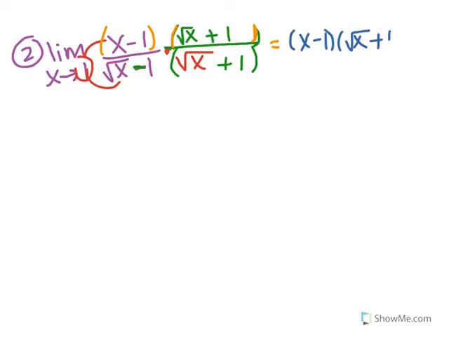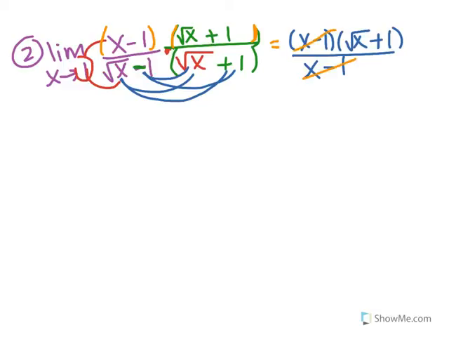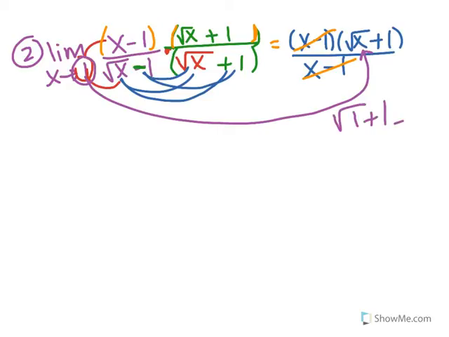Times the square root of x plus 1, all over, when I FOIL this out, I end up getting x, and then plus root x and minus root x, which cancel, and then minus 1. Notice how the x minus 1's cancel out. So now I can go ahead and try to plug in 1. When I plug in 1, I get the square root of 1 plus 1, which is equal to 2. So my little hint is to, wherever you rationalize, multiply these out first.